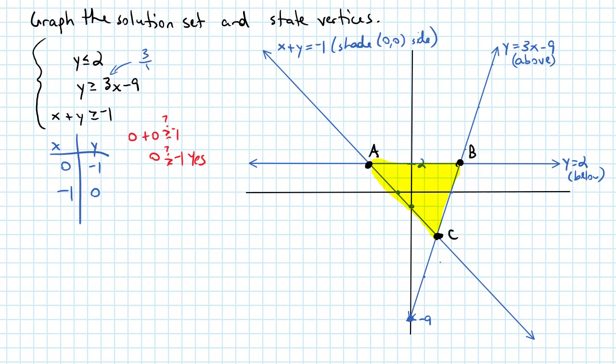Doesn't matter what order they're labeled in. So we need to figure out what ordered pairs those are. Now, if you use a straight edge and you're very careful about your graph, you might be able to tell exactly what some of these points are.